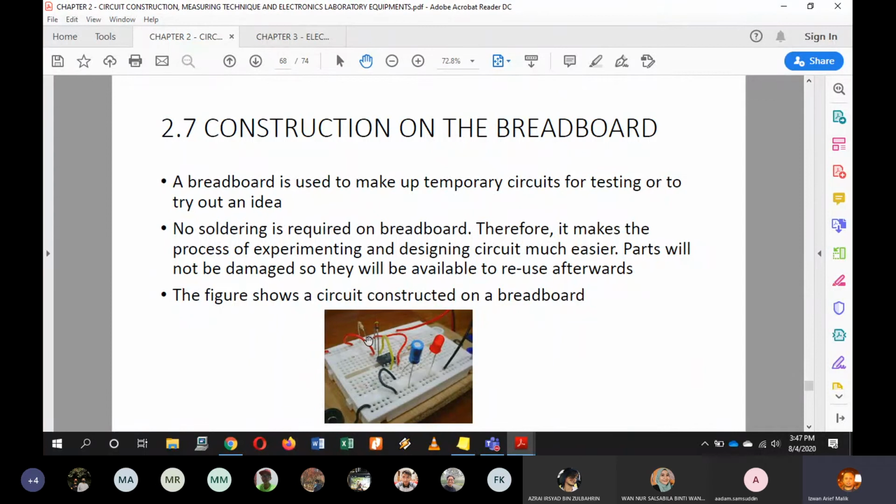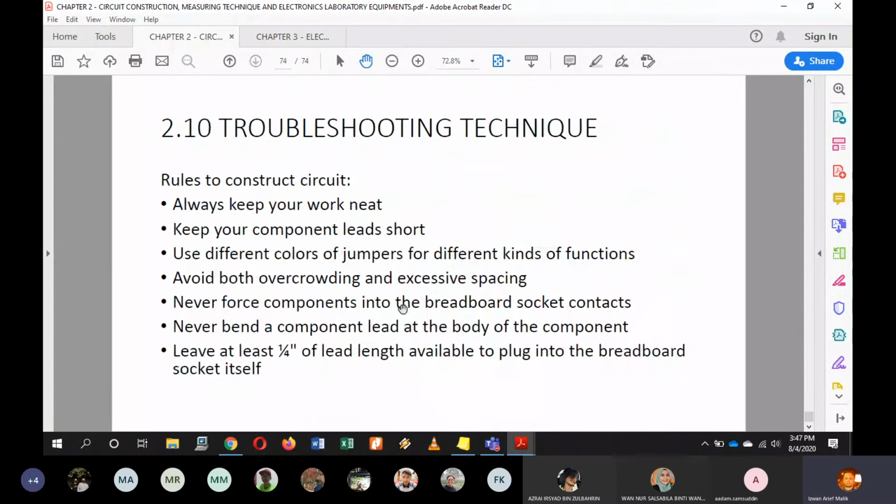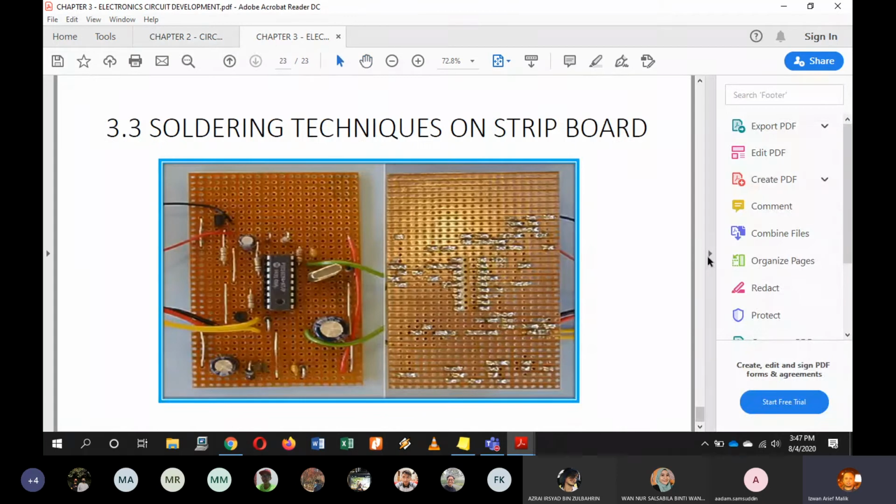When you bend them, make sure you take distance from the body until the bend part, the place that you want to bend. Not exactly at the body of the resistor. Okay, it will easily break. Leave at least a quarter of lead length available to plug into the breadboard socket itself. Okay, so that is for chapter 2.